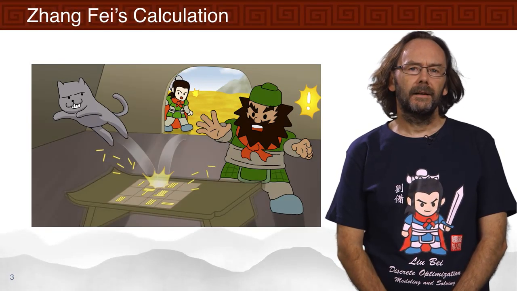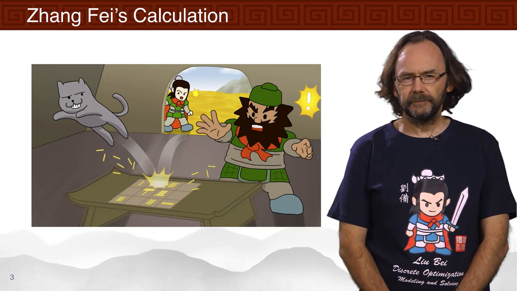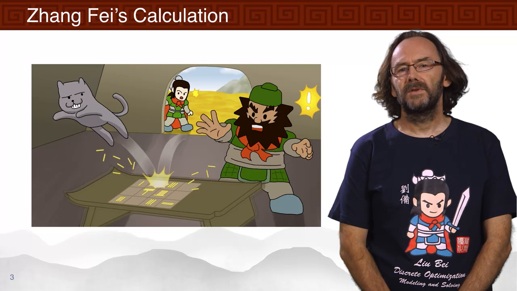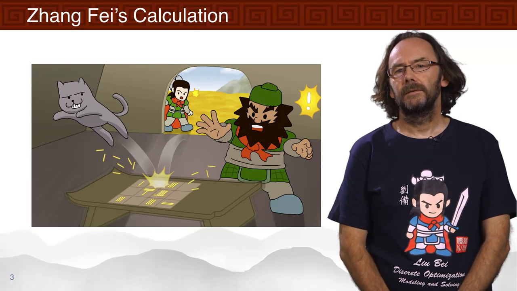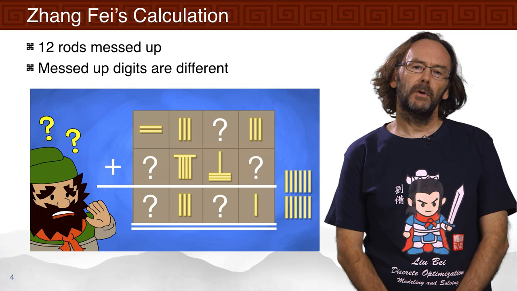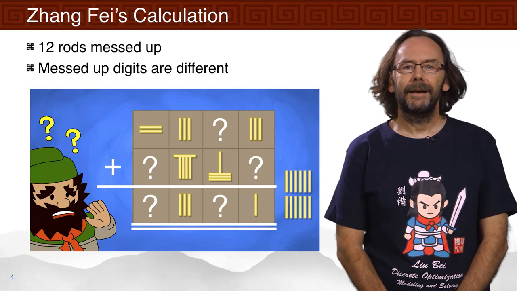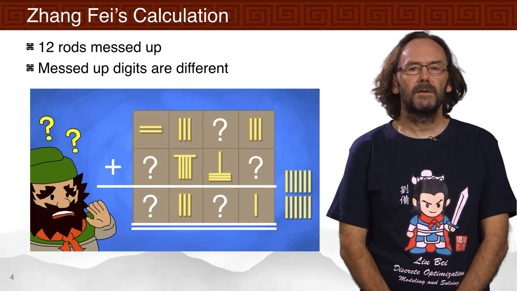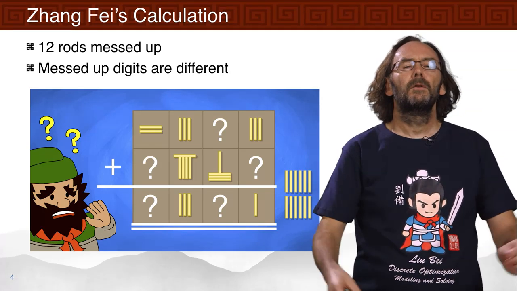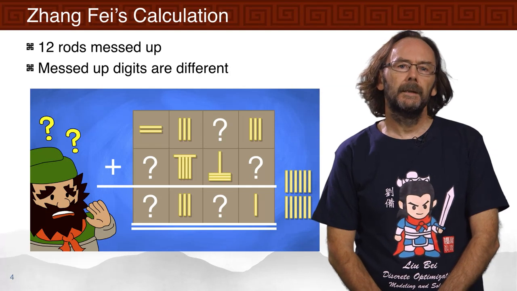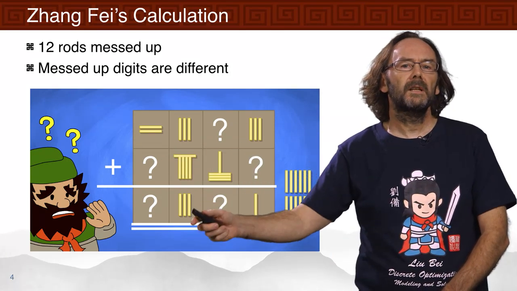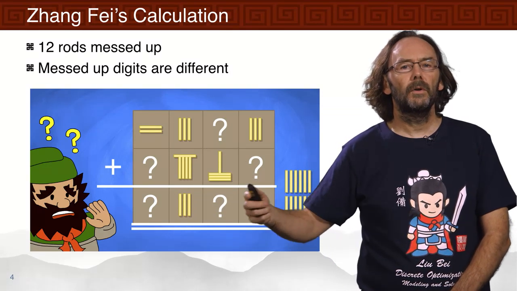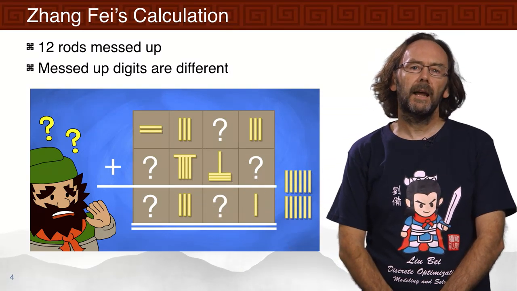So Zhang Fei is in charge of accounting for the army, and he's sitting there doing his accounting when a cat jumps in and messes up the figures. Now, the point is he's doing accounting using a system of counting rods, and after the cat bounces around, he can see that 12 rods have been knocked off the table and are not in their position. And he remembers that all of the digits in these positions were different. So basically he has to solve a problem of working out what were the digits that have gone missing, that the cat has mixed up.